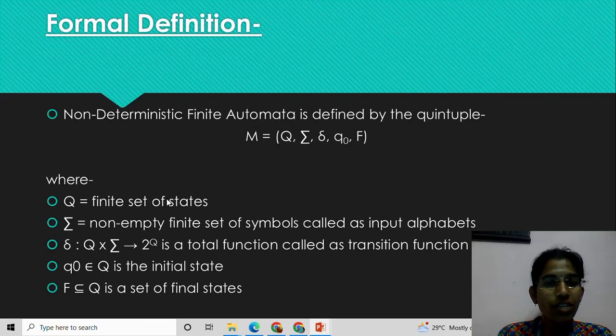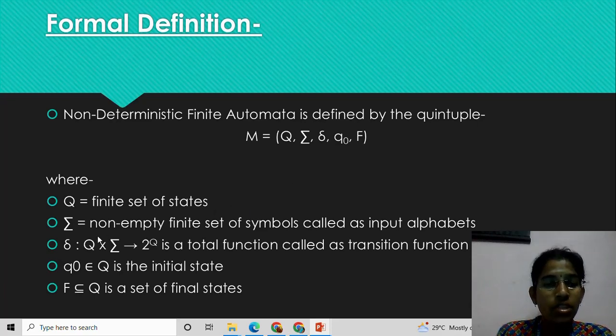This is the formal definition for non-deterministic finite automata. It is a combination of 5 parts, 5 tuples. The non-deterministic finite automata M can be defined by Q, sigma, transition, Q naught, F. The first symbol Q is a set of states. For example, a machine has states like on, off, intermediate. On and off are two different states. Here we represent the states by the names Q1, Q2, Q3.